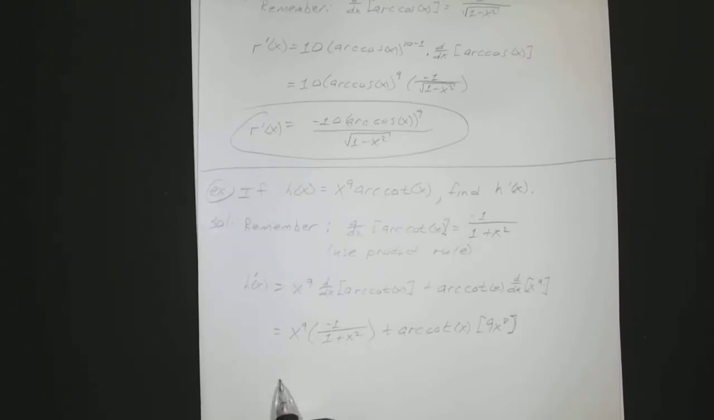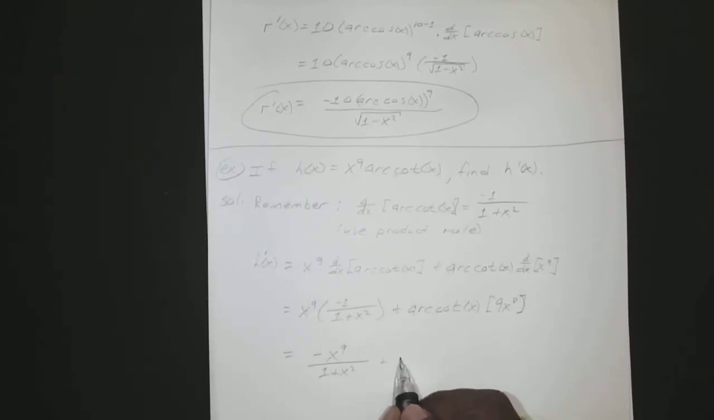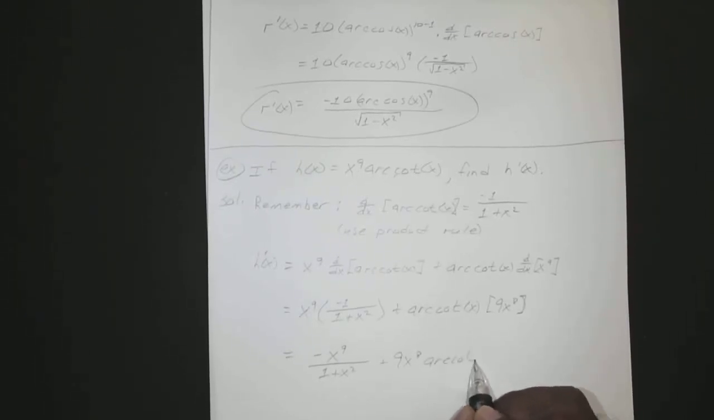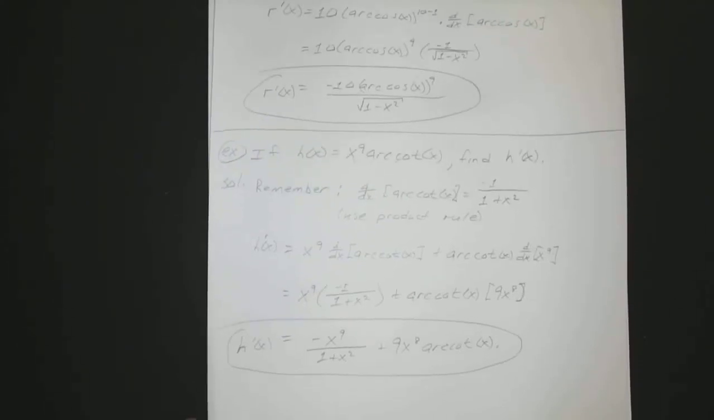All right, so really there's not a whole lot you can do to that one except move that x to the 9th up top. So negative x to the 9th over 1 plus x squared, plus 9x to the 8th arc cotangent of x. Okay, so that would be your h prime of x. All right, so any questions on that one?